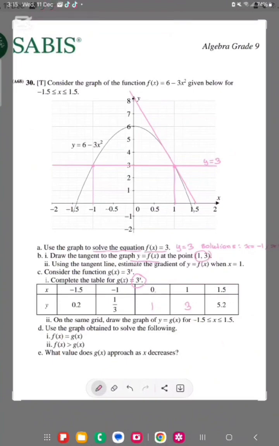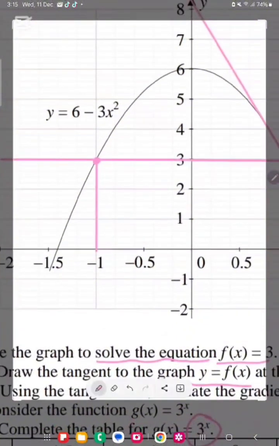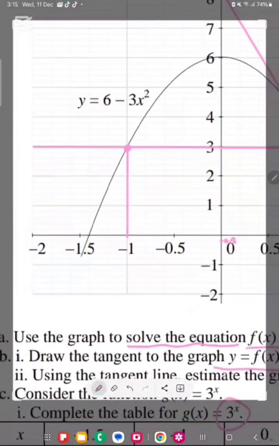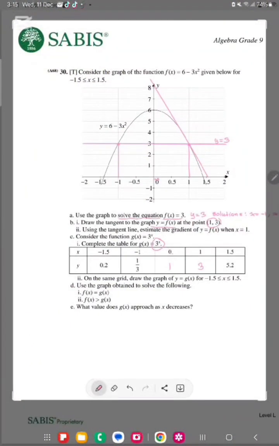So, negative 1.5 is here, and then 0.2. So this is, I think, 0.2, 0.4, 0.6, 0.8, negative 1. So this is 0.2. It's not really clear. But negative 1, 0.2 here. Then negative 1 and 1/3.